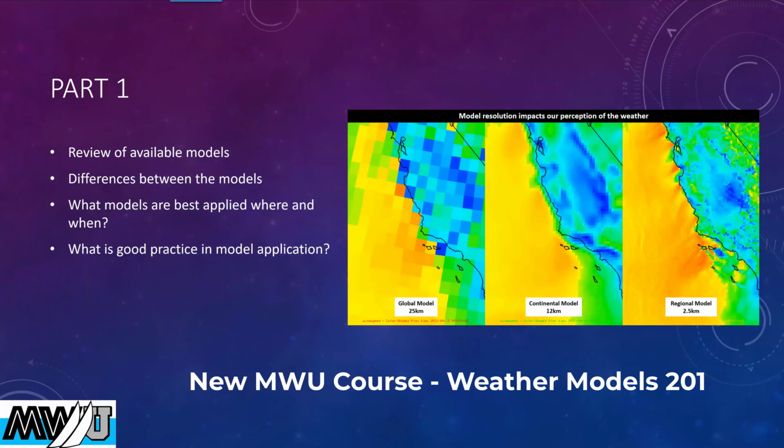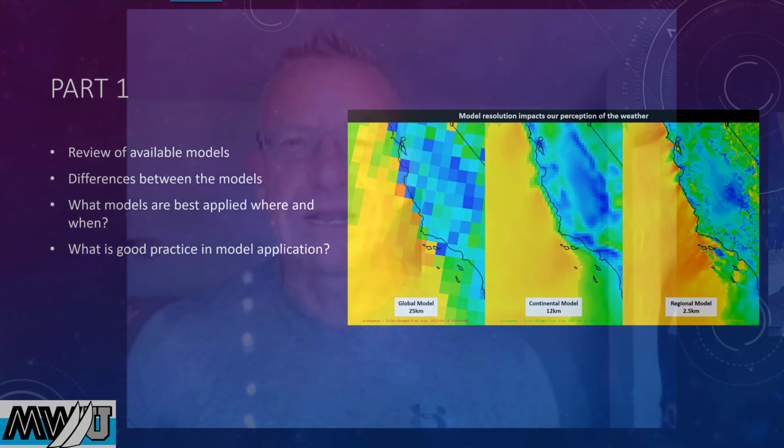So I'm going to do this in two parts. For the first class, we're going to talk about all those available models. I'm going to probably try and pare it down a little bit for you, make it a little bit less confusing. And what are the differences between the models? What are they really telling us with their differences? And where to best apply the models. And then also I'll talk a little bit about what's good practice. What is the right thing to do rather than just throwing a model into the mix? What's the correct thing to do?